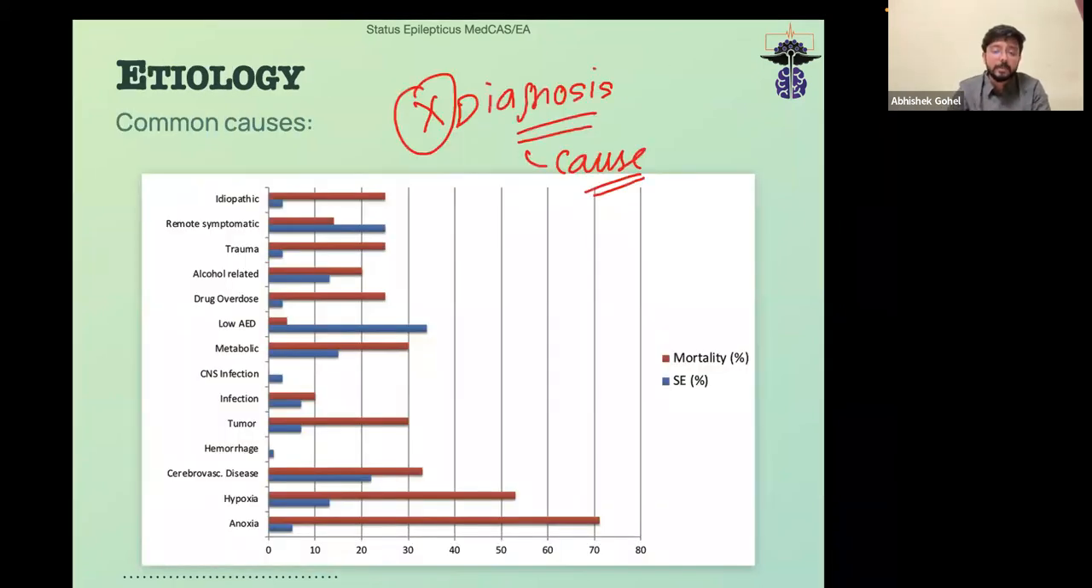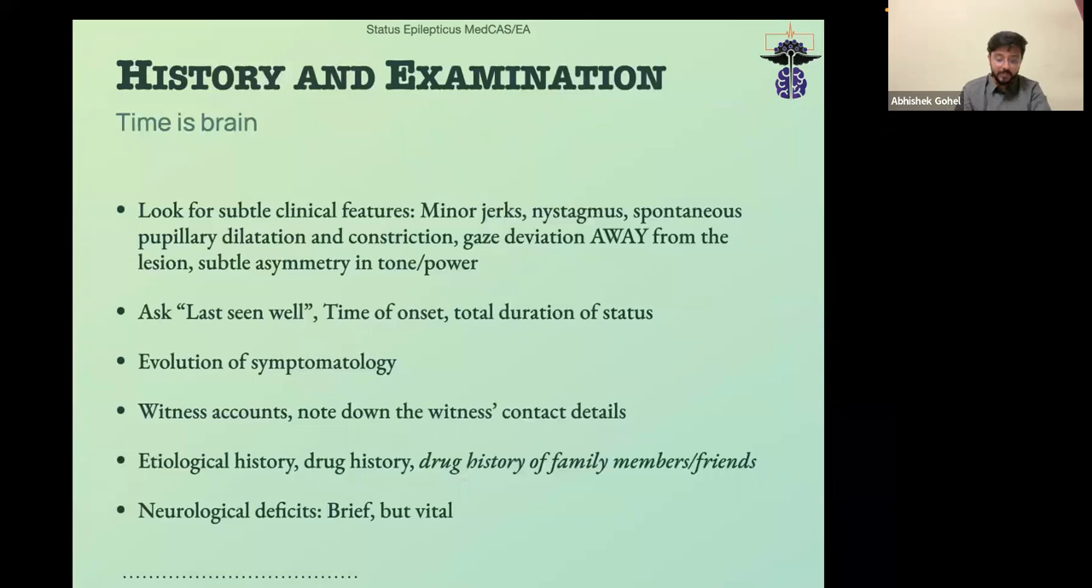And the mortality is typically high in stroke and hypoxic-anoxic seizures. So what do you do in casualty? You look for subtle clinical features like just discernible minor jerks, or it can be an epileptic nystagmus. Epileptic nystagmus has a fast component opposite to the side of the lesion. It can just be a spontaneous dilatation and constriction that is known as hippus.